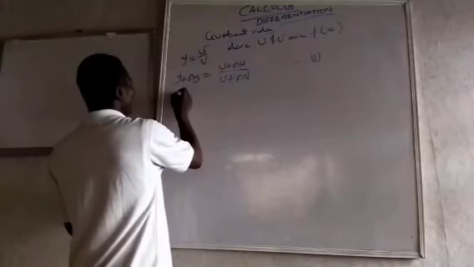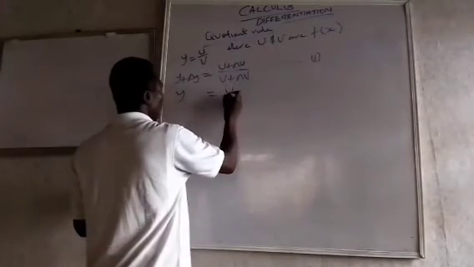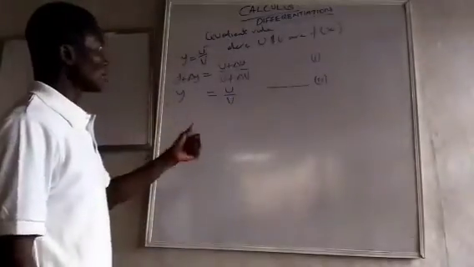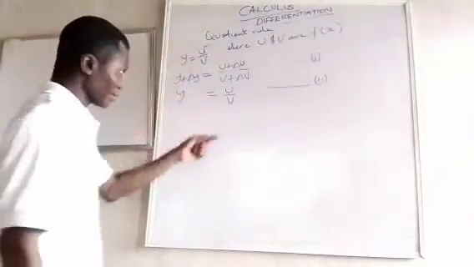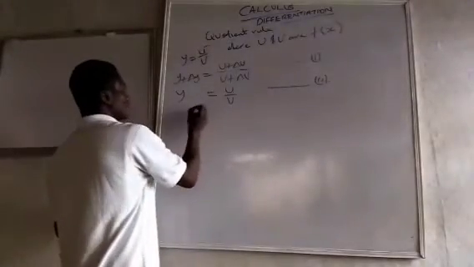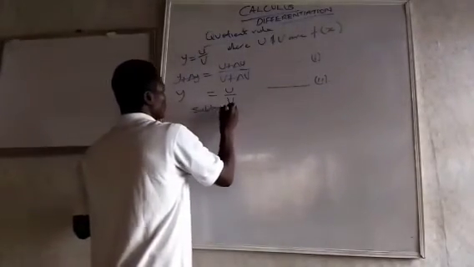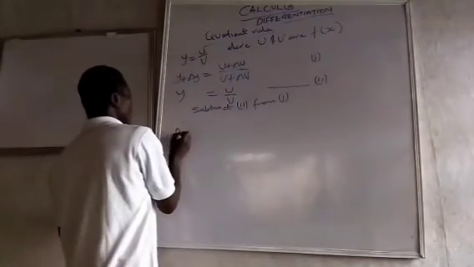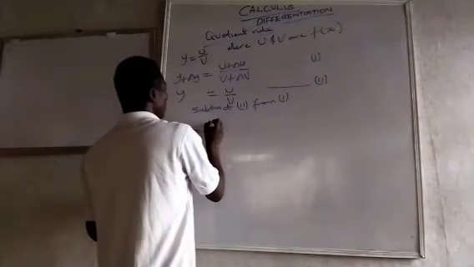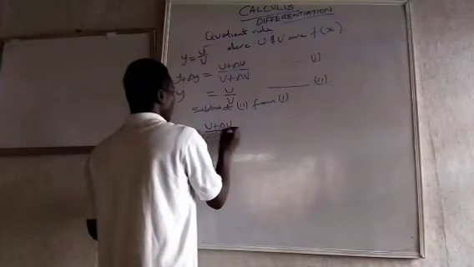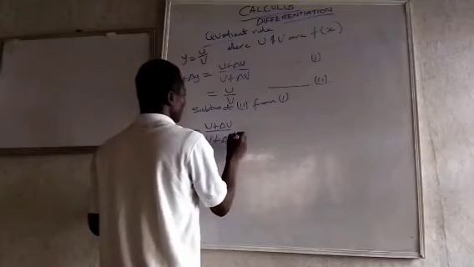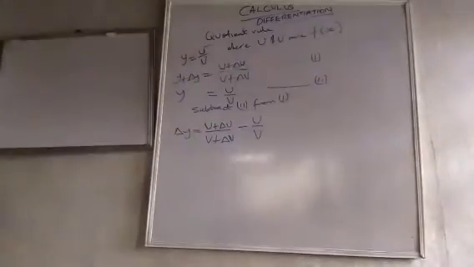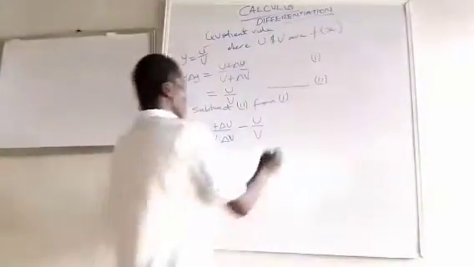And then Y equals U over V. Let's call this equation 2. And we also know that U and V are functions of X. Now let's subtract 2 from 1. We are going to have delta Y equals U plus delta U over V plus delta V minus U over V.